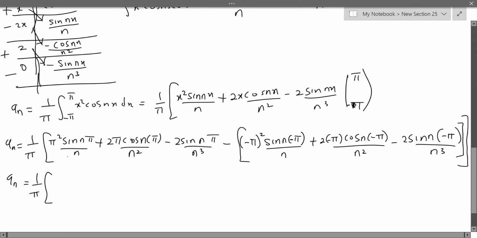So what do we do next? As I told us before, as long as there is a pi, see pi here, see pi here, attached to the sine, all those guys will give you 0.